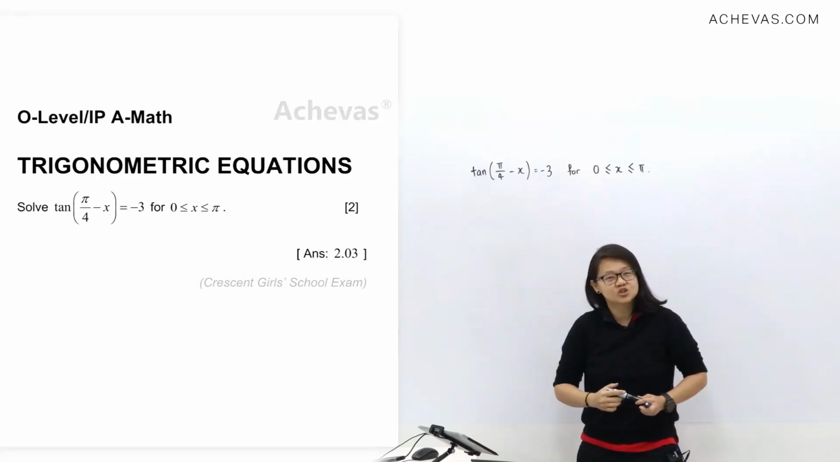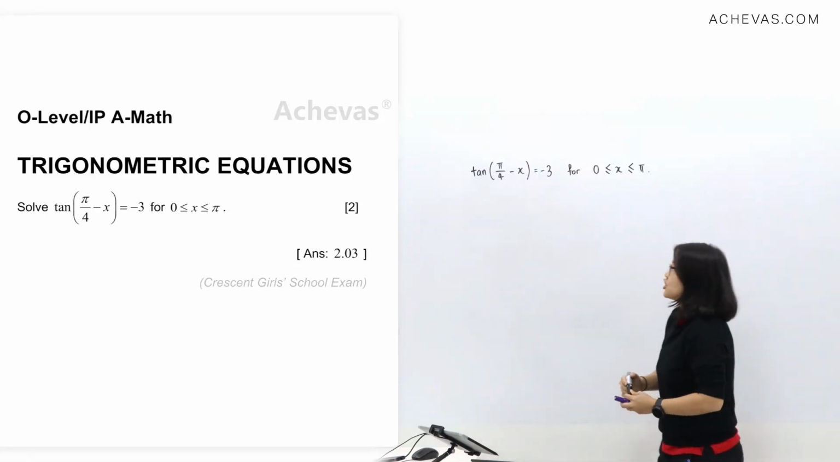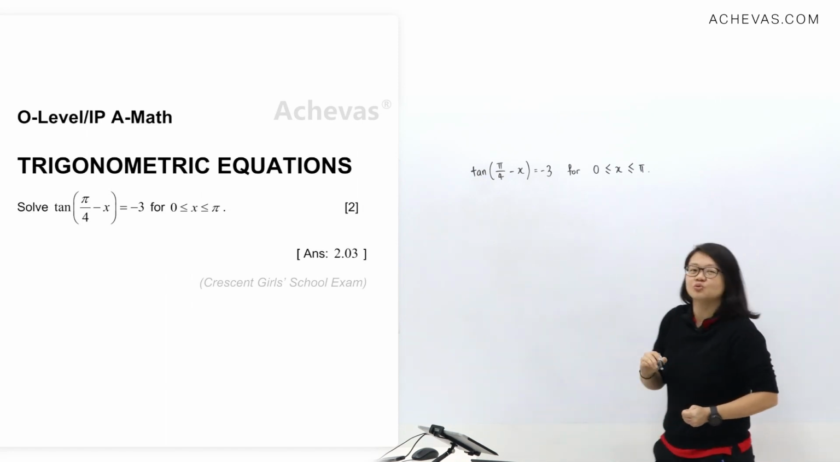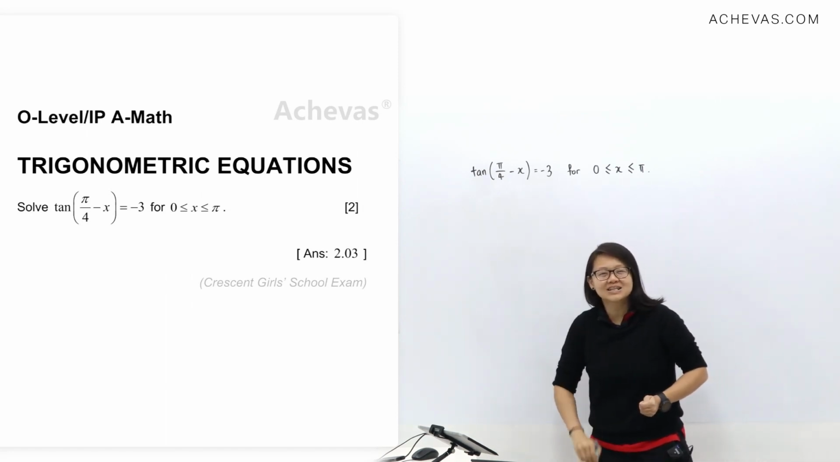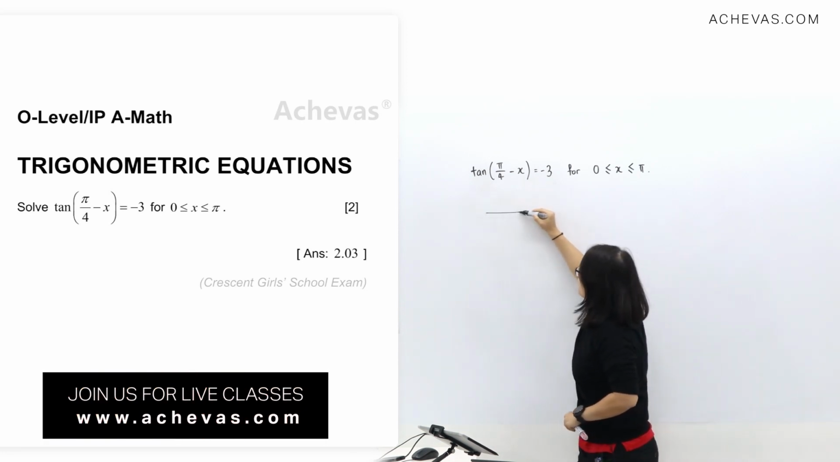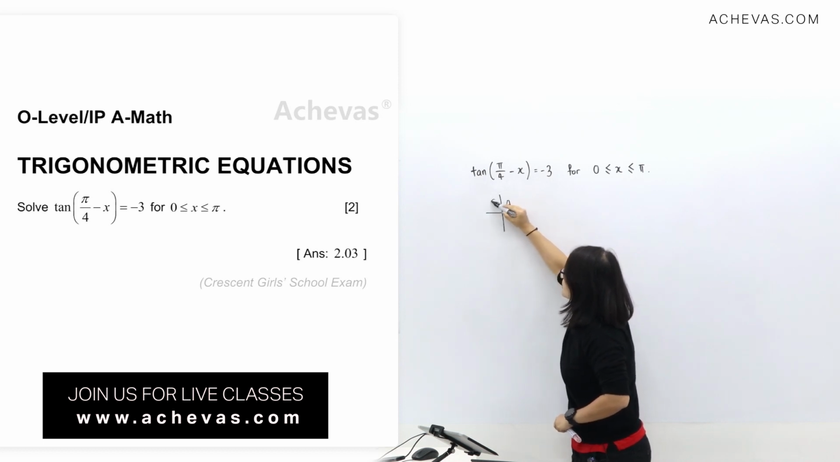Let us take a look at a trigonometric equation. Solve tangent of pi over 4 minus x equals -3 for 0 to pi. We'll first look at the usual way of solving a trigonometric equation. Tangent is negative, so we'll first draw the quadrants.